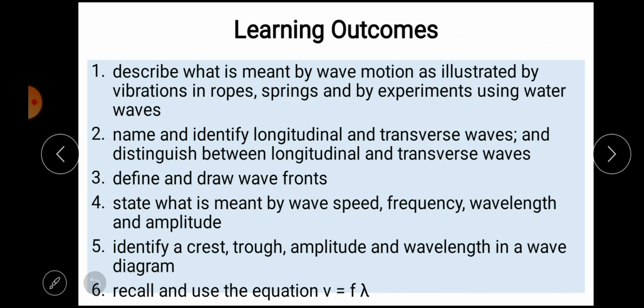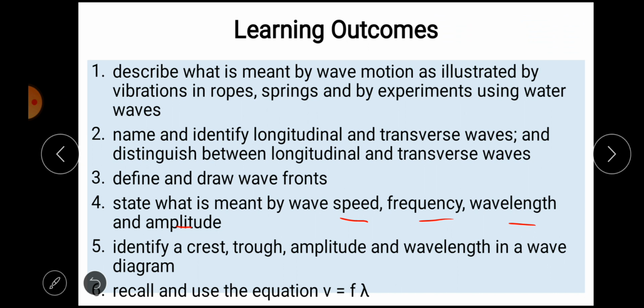By the end of the lesson, you should be able to describe what is meant by wave motion as illustrated by vibrations in ropes, springs, and by experiments using water waves. Name and identify longitudinal and transverse waves and distinguish between the two. Define and draw wavefronts. State what is meant by wave speed, frequency, wavelength, and amplitude.